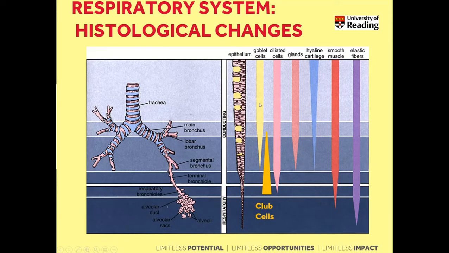In the conducting zone, you have goblet cells, ciliated cells, glands, cartilage, as I mentioned earlier. You have a thick layer of smooth muscles, and you have elastic fibers. But as you can see, when you reach the respiratory zone, you lose the majority of the cells that I mentioned earlier. The respiratory zone, I should say the alveolar duct, the alveolar sac, and the alveoli, contain a thin layer of epithelial cells, some smooth muscle cells, and elastic fibers only.